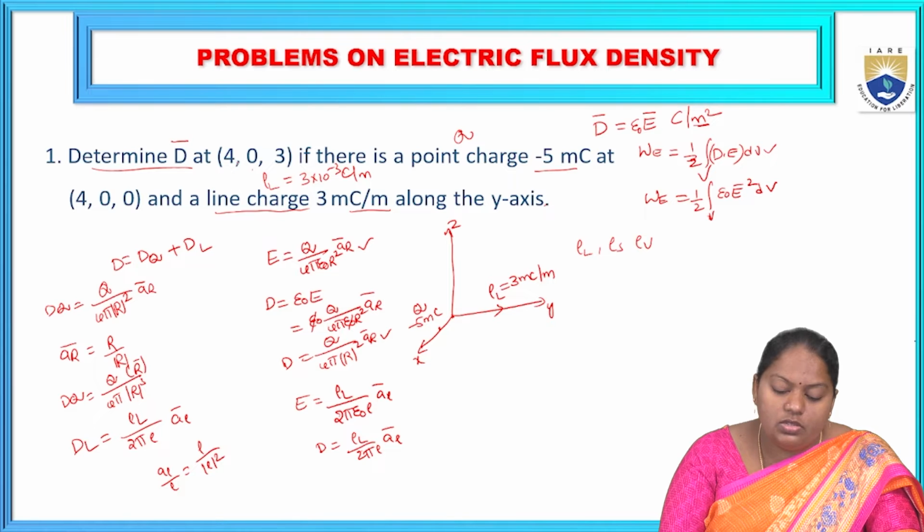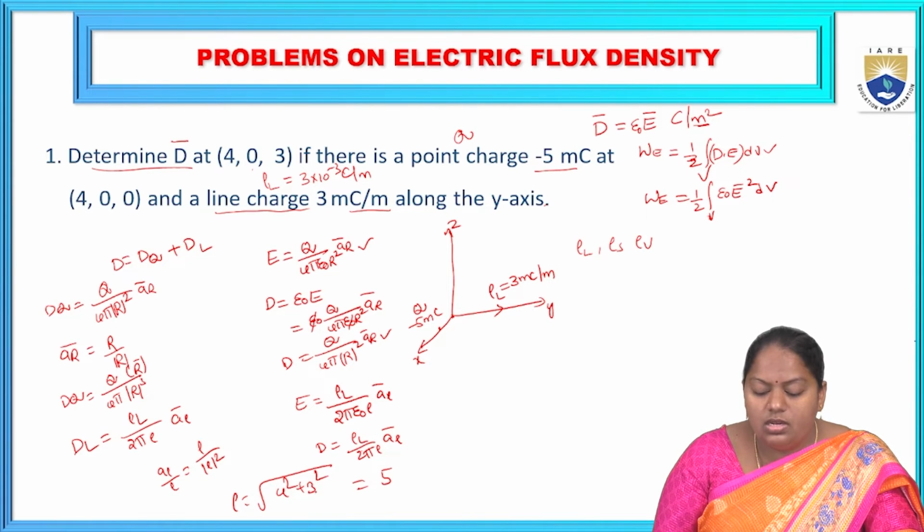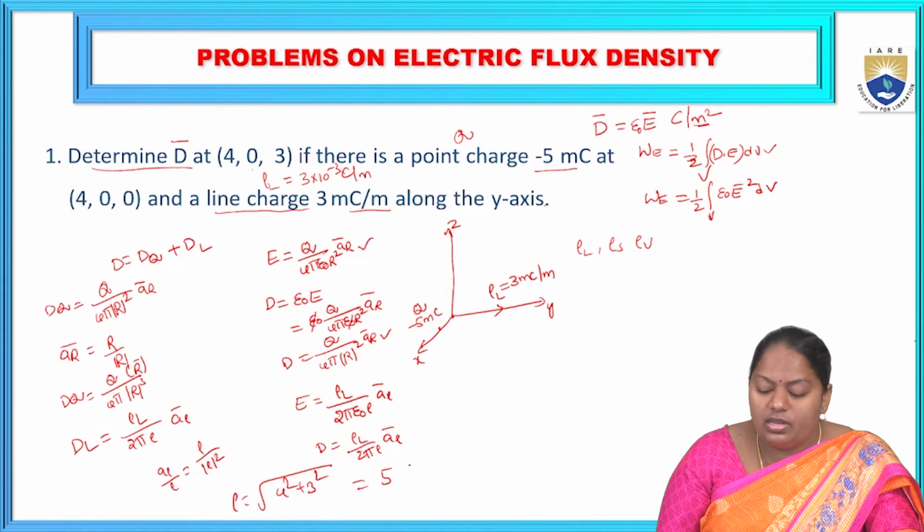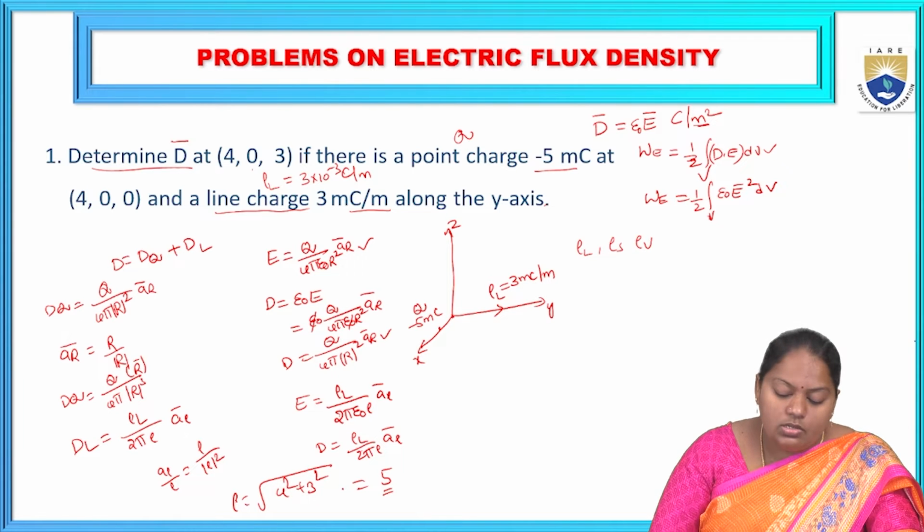And the distance between these two points: 4 square plus 3 square. Then rho can be written as root over 4 square plus 3 square. 4 square is 16 and 3 square is 9. Then 16 plus 9 becomes 25. Root 25 is 5. Rho value is obtained as 5. Right? So now this 5 value is to be substituted over here and in a rho. Then we will get the value of DL.